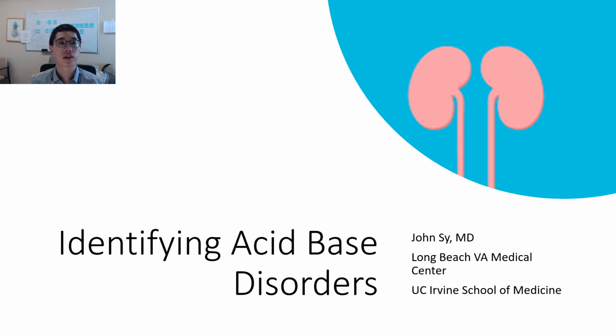UCI School of Medicine and the VA Long Beach Medical Center, and today we will be discussing an approach to identifying acid-base disorders from arterial blood gases. There are many ways of doing this, but I find that systematically going through in your method of choice will ensure that you won't miss anything, especially in more complicated settings. So without further ado, let's jump right into things.